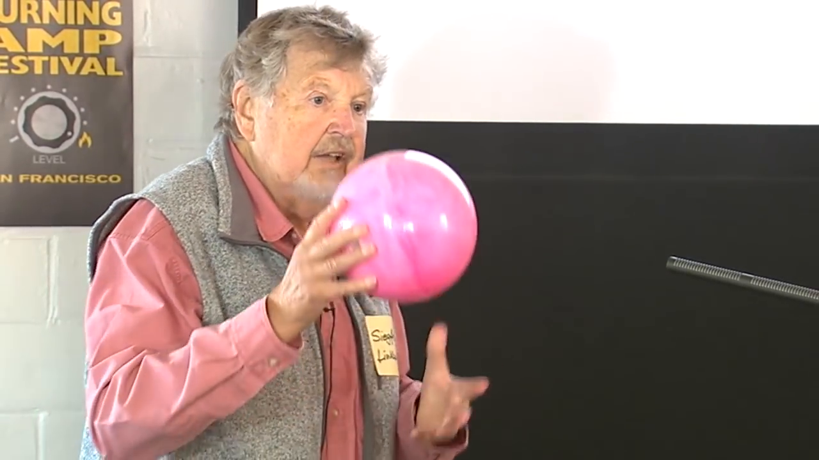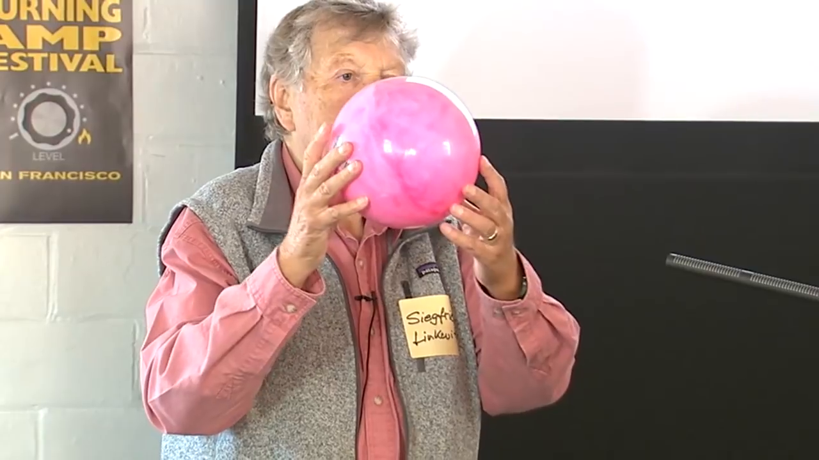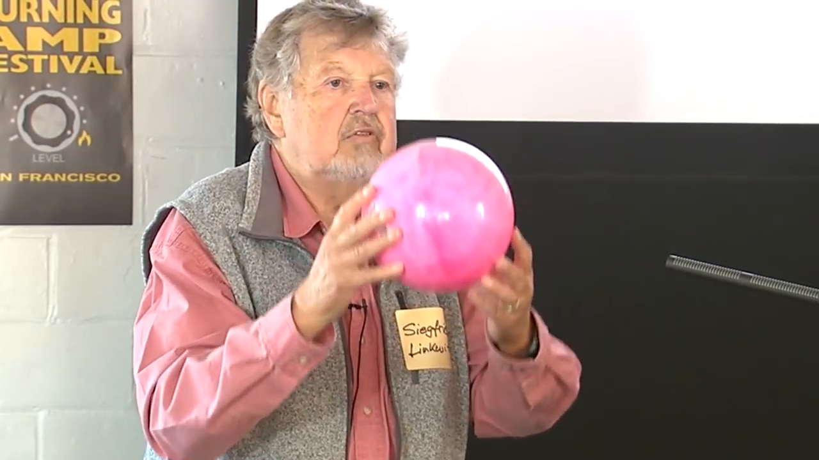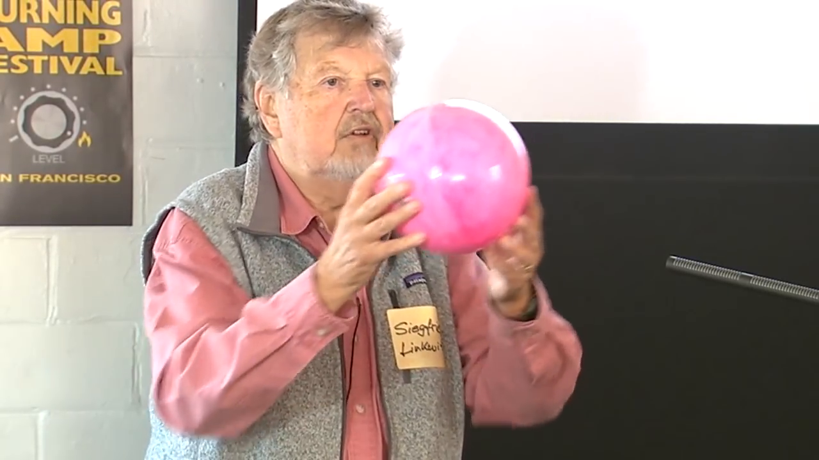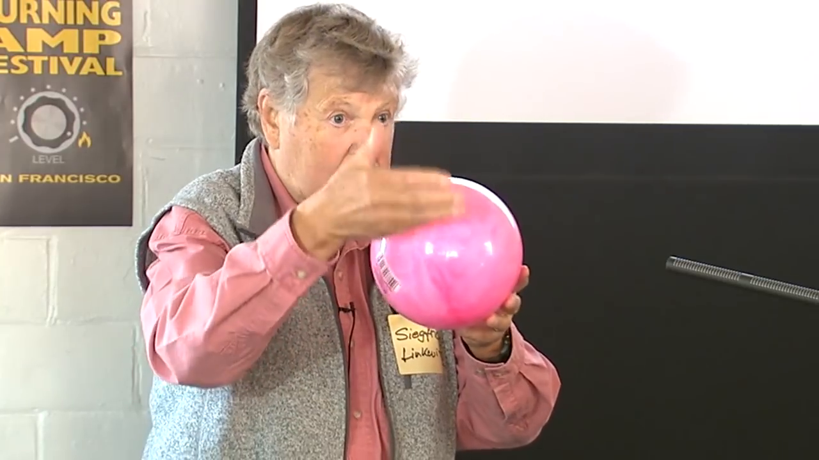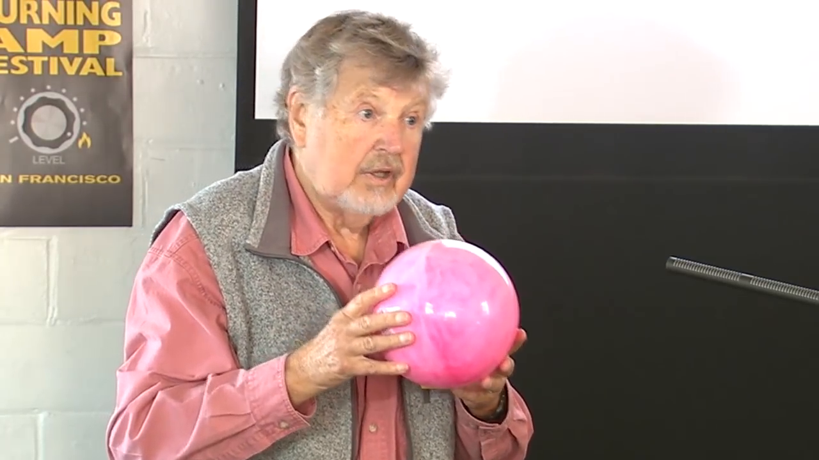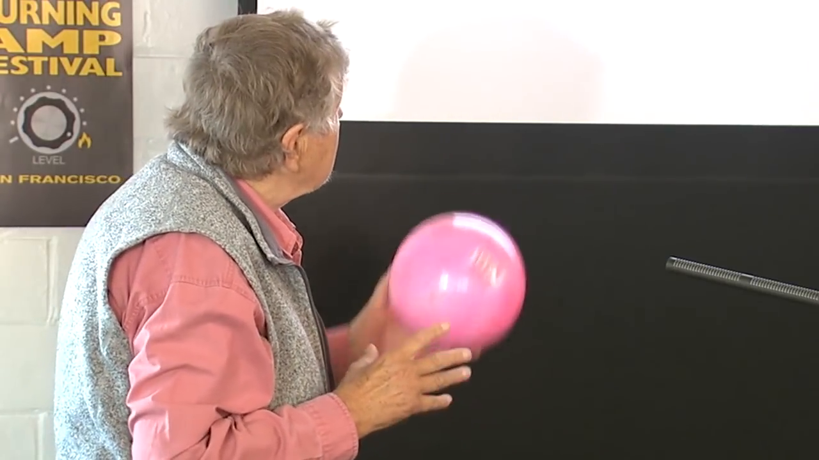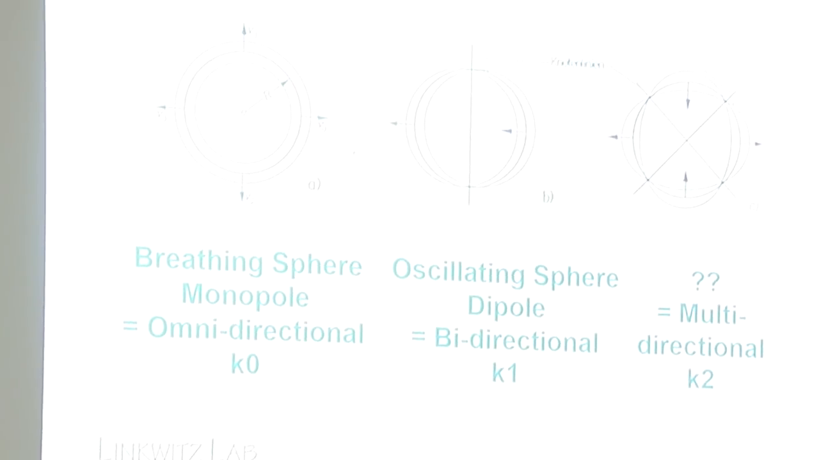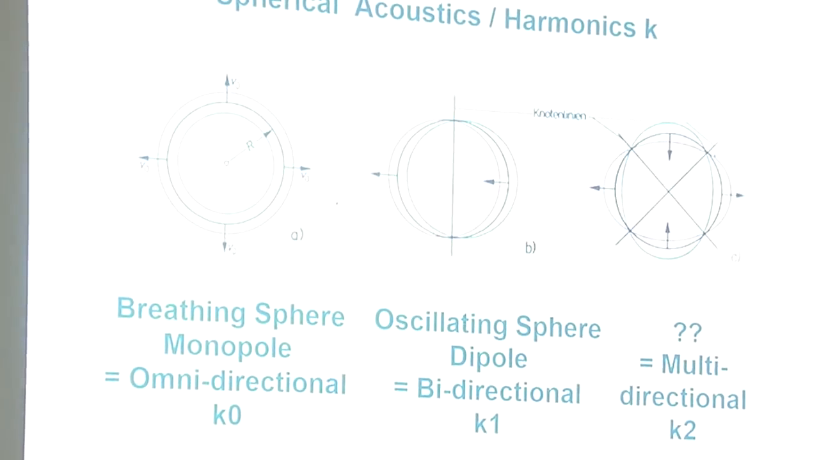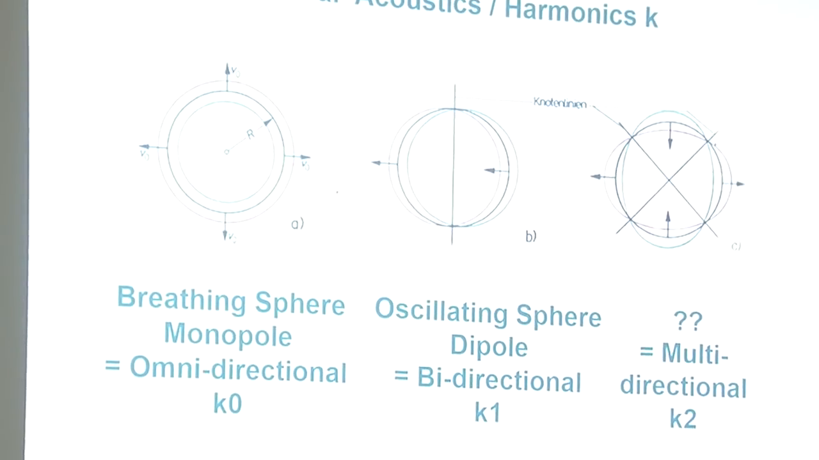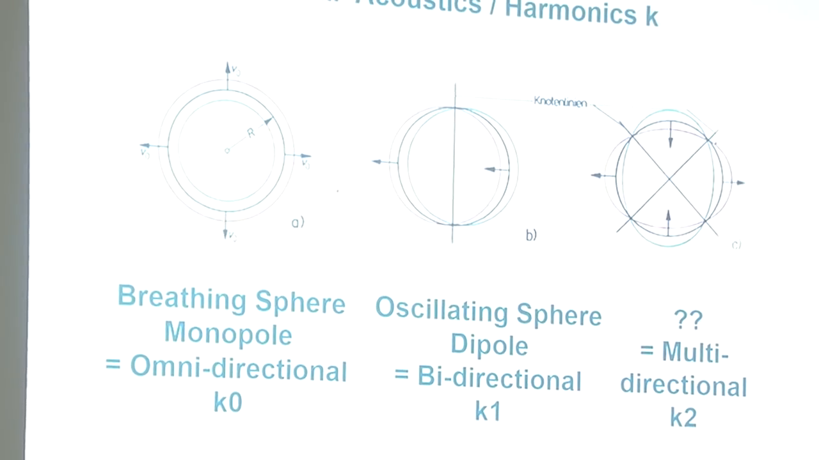The next way that this thing could oscillate is like this, or like this, the surfaces of the thing. And then you have a dipole. That's the oscillating sphere or a dipole, which is bidirectional. Those are the first two basic types of oscillators.